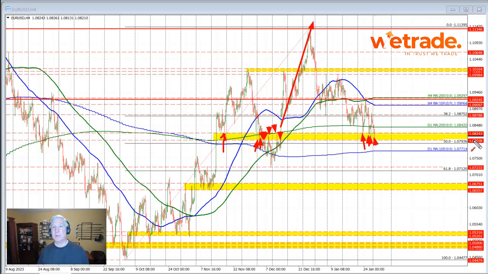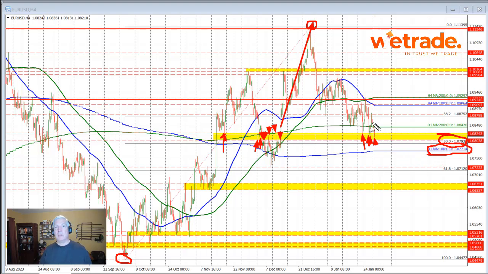So that area comes between 1.08039 and 1.0824. Below that is the 50% midpoint of the move up from this low right here, going back to, I guess, October, to the December high. The 50% comes in at 1.0793, and below that would be the 100-day moving average.